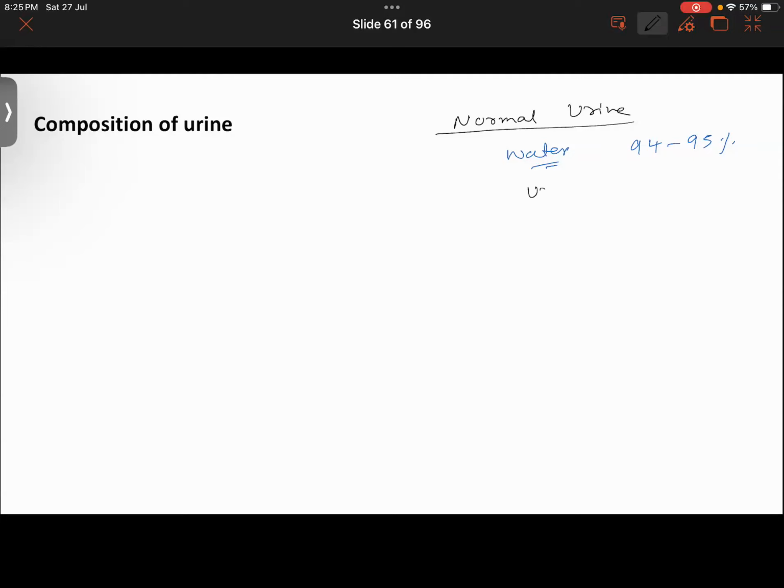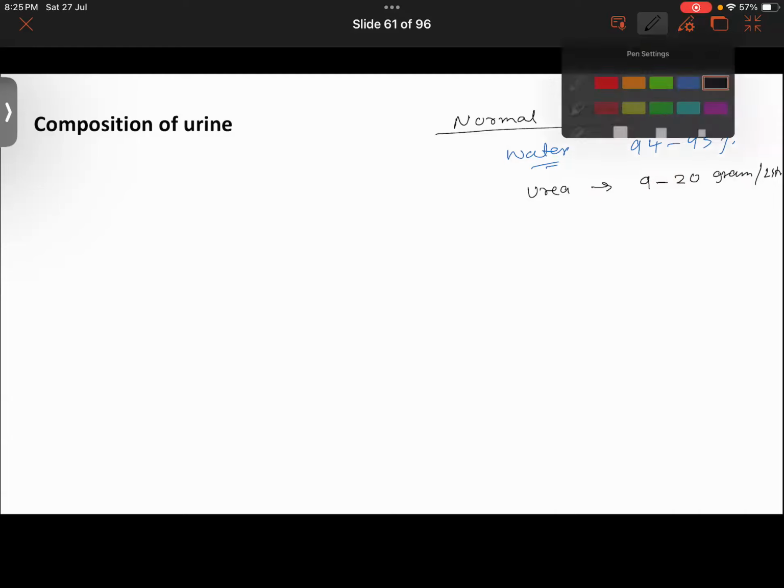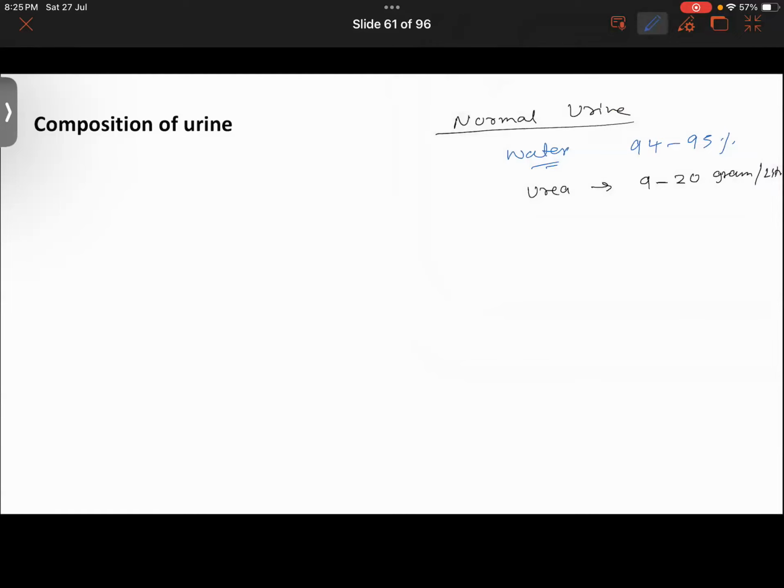Some amount of urea will also be present, about 9 to 20 grams per liter. I mean to say, in 1 liter of urine, 9 to 20 grams of urea would be present. So the major composition of the urine is water. Some amount of urea will be present in it, apart from some other things, but that is really not important.